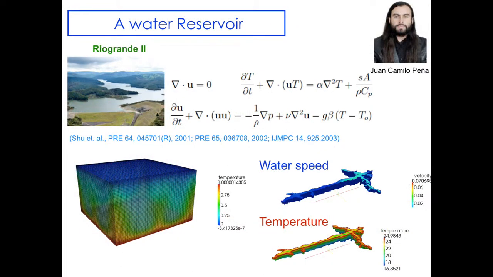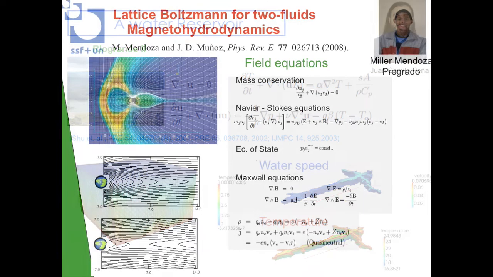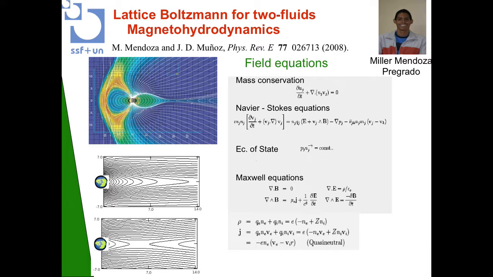We have also simulated water reservoirs when you have temperature stratification. So we need to simulate convection also. And we have developed a Lattice Boltzmann method to simulate magnetohydrodynamics as two fields. So two fluids, sorry, one fluid for the ions and one fluid for the electrons. And these two fluid equations plus Maxwell equations in vacuum, so we can simulate, for instance, magnetic reconnection. That is a very crucial phenomenon, not just in the magnetotail, but also in the solar flares.